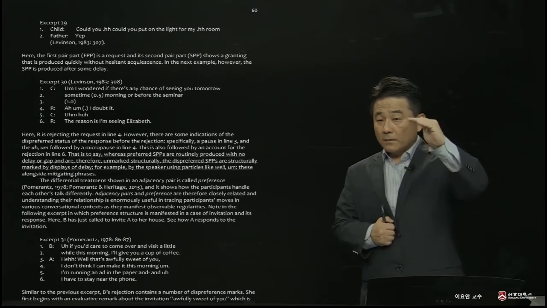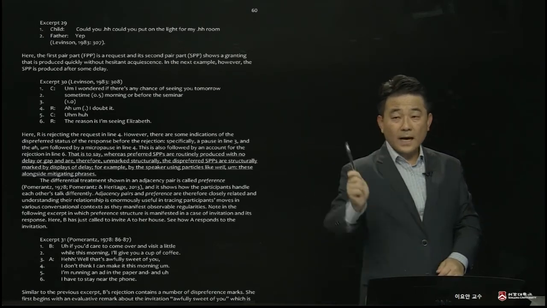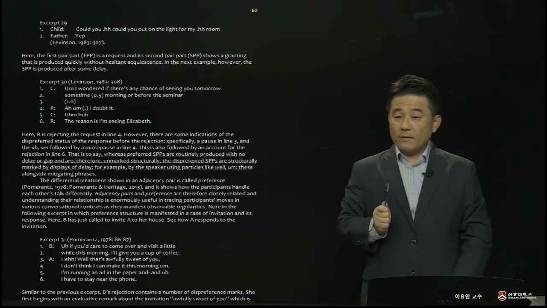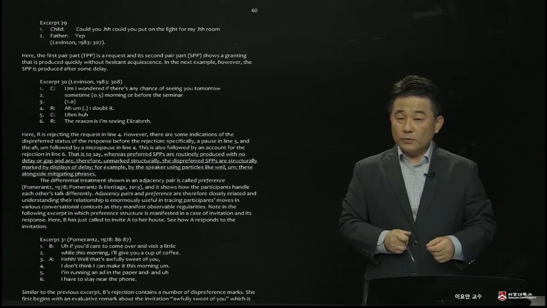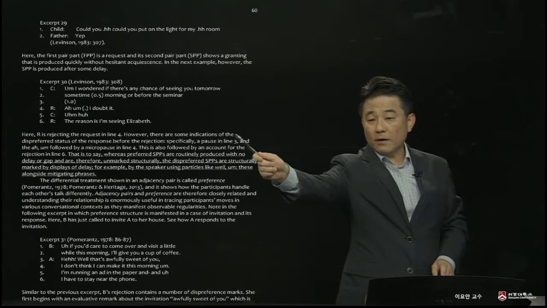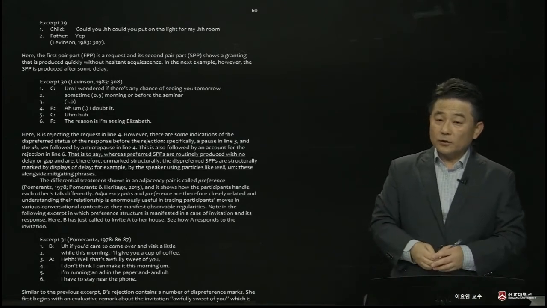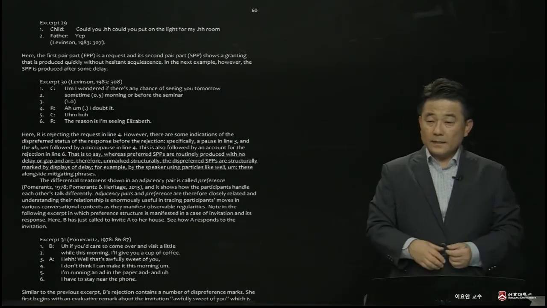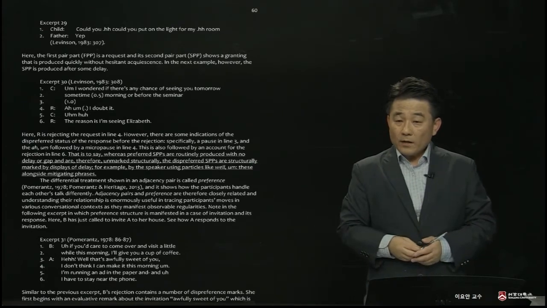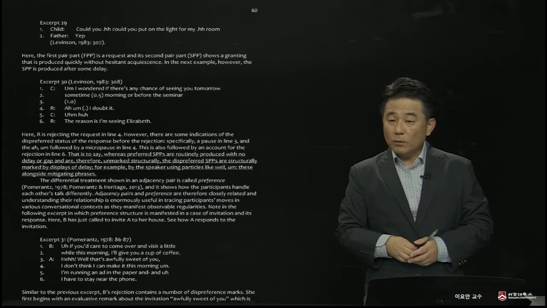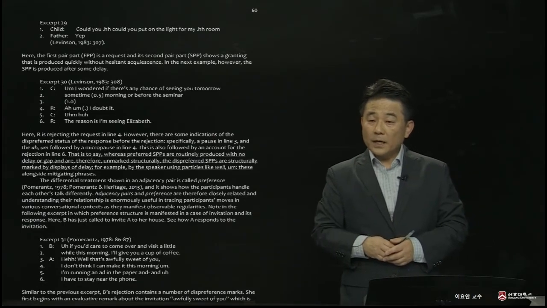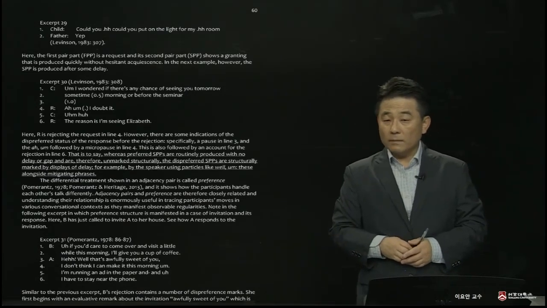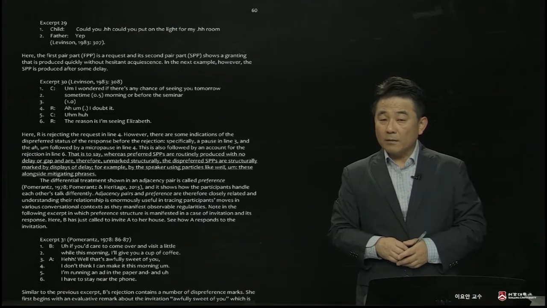So if you compare that, the second pair part in excerpt 29 is produced right away, whereas the second pair part in 30 is produced after a delay. And then it is also followed by some explanation about why this person couldn't see the other person the next day. So if you look at the line here, whereas preferred SPPs are routinely produced with no delay or gap and are therefore unmarked structurally, the dispreferred SPPs are structurally marked by displays of delay, for example, by the speaker using particles like this alongside mitigating phrases.